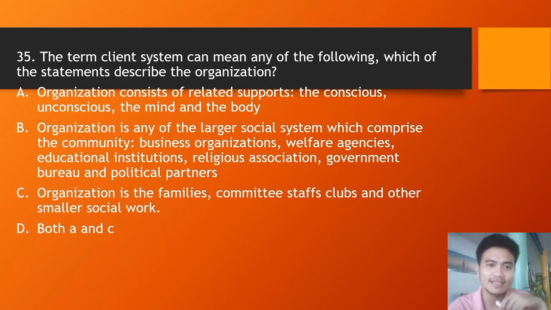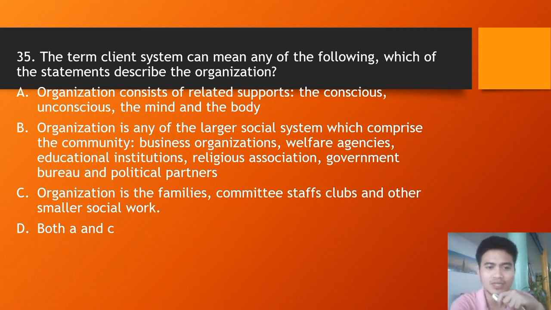35. The client system can mean any of the following. Which of the statements best describes the organization? Okay. Letter A, organization consists of related supports, the conscious, unconscious, and mind of the body. No, it is not. This is the client, the individual client na system. So, ang tao ay kinocompose ng conscious mind, unconscious, and the mind and the body. Yan yung individual. Client as an individual.